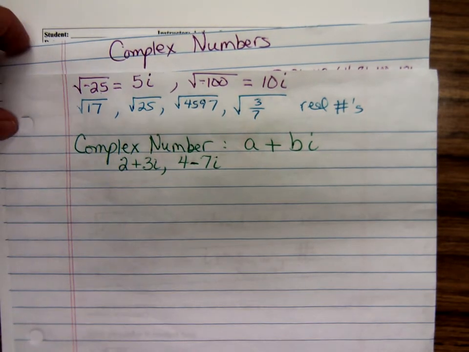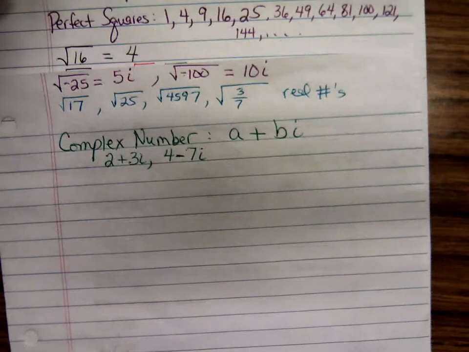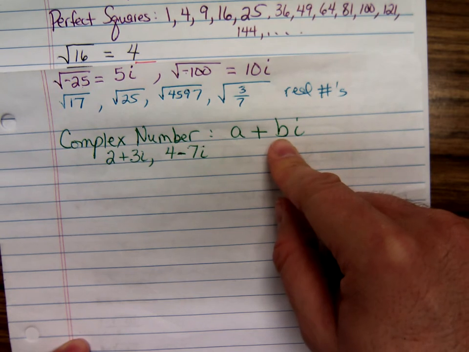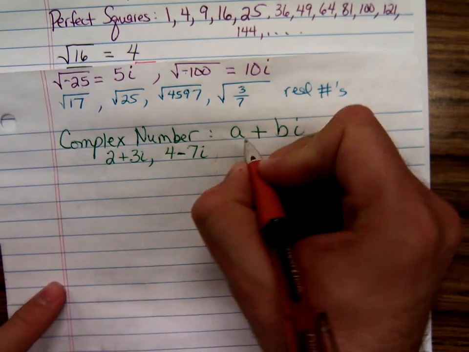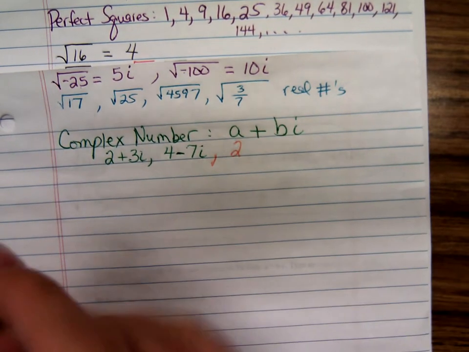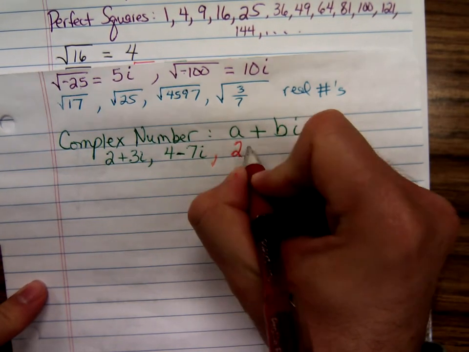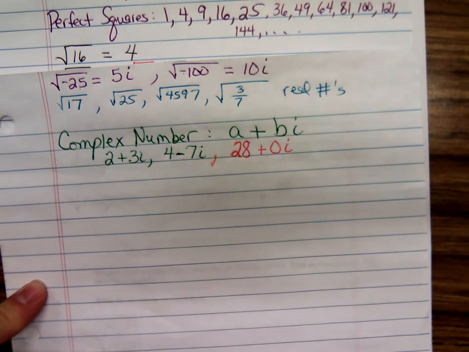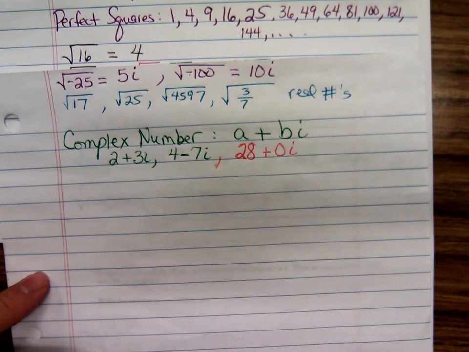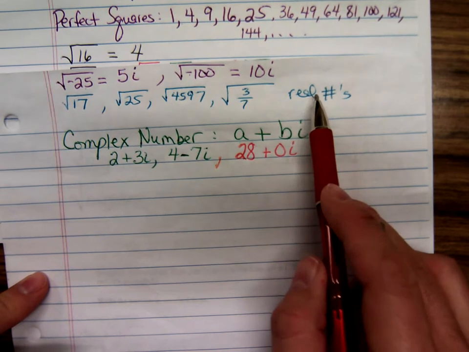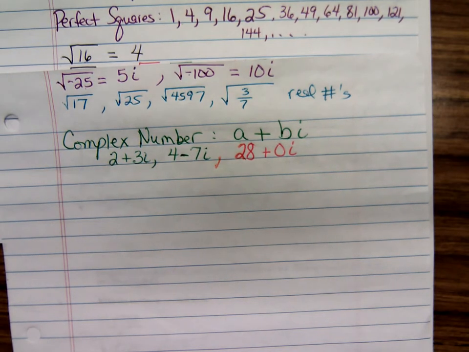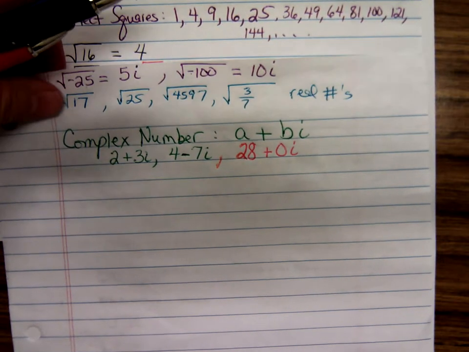We could go further and say that every real number could be written as a complex number. You could take any number you want. Let's say your favorite number is 28. You could write that as a complex number by writing 28 plus 0i. So we could say formally, the real numbers are a subset of the complex numbers. Every real number is a complex number. But for our purposes, we're getting too involved there.